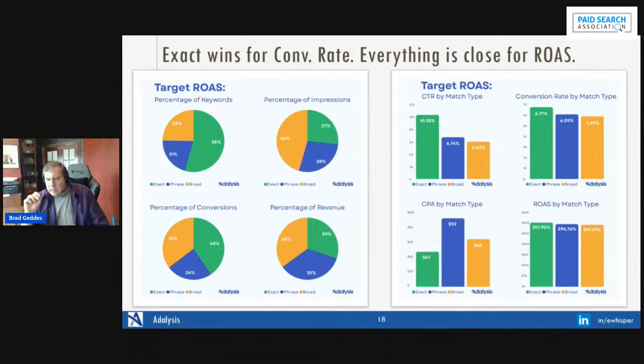Now, again, I want to illustrate an anomaly happening here. So our conversion rates go exact, phrase, broad. Our return on ad spend goes exact, phrase, broad. Our CPA is exact, broad, phrase. Google just really struggles with phrase match a lot of the times.